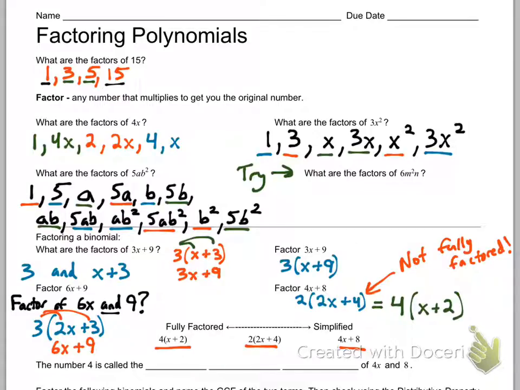The number 4, we have a special name for that, because this number 4 that we pulled out of 4x and 8, that's called the greatest common factor of 4x and 8. And if we break that down a little bit, it's a factor because it's a number that multiplies to get 4x and 8. And it's also common because it is a factor of 4x and of 8. And it's the greatest common factor because it's the biggest number that goes into both of them.